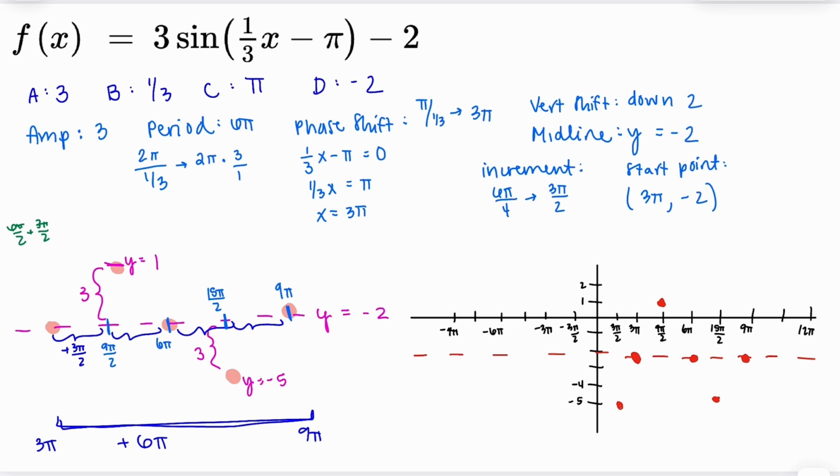1 increment over, I'm down. Next increment over, I'm middle. 1 increment over, I'm up. Next increment over, I'm middle. Okay, and that was a whole other period of it. Okay. Let's connect my curve.